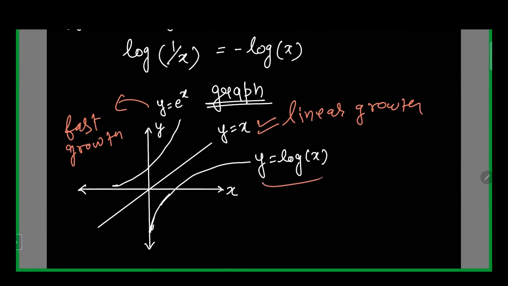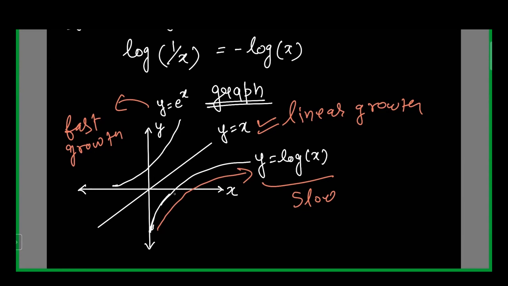Then y equals log x is a slow growth. You can see your graph is growing very slowly, very slowly. So this is your graph for y equals log x. Okay, so that is what I want you to remember.